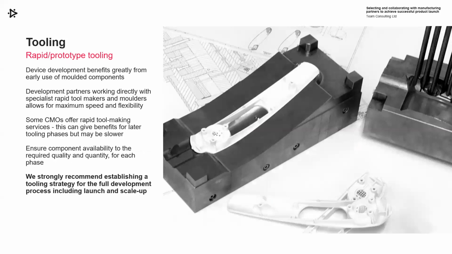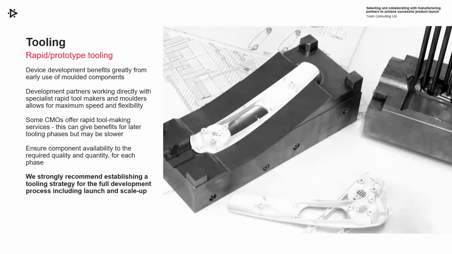Do you want to talk about tooling? So early on, rapid prototype tooling, device developments really benefit greatly from the use of molded parts. So development partners working directly with specialist rapid tool makers is a good way of getting molded parts early. Some CMOs do offer rapid tool making services that can give benefits later on because they will have learned through this early stage tooling and carry that knowledge forward. It can sometimes be slower, so have a think about your options there.